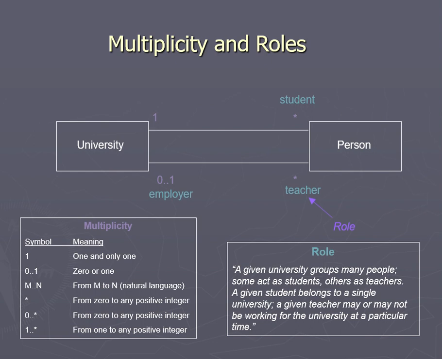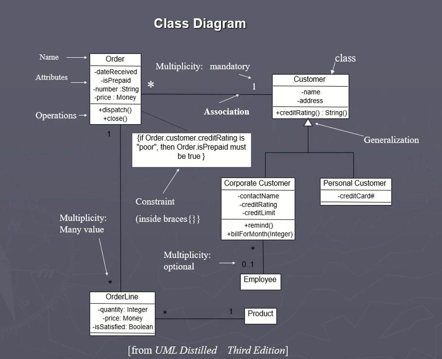1, 0 to 1, many to many. In natural language, from 0 to any positive integer, and 1 star means from 1 to any positive. The role: a given university group may have many people, some act as student, others as teacher. A given student belongs to a single university, a given teacher may or may not be working for the university at a particular time. That describes the class diagram.